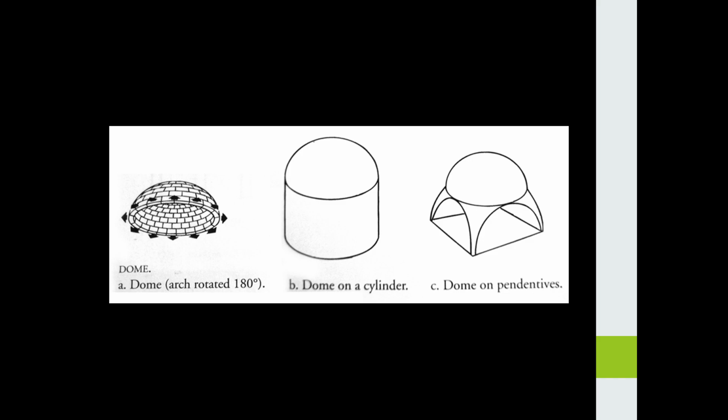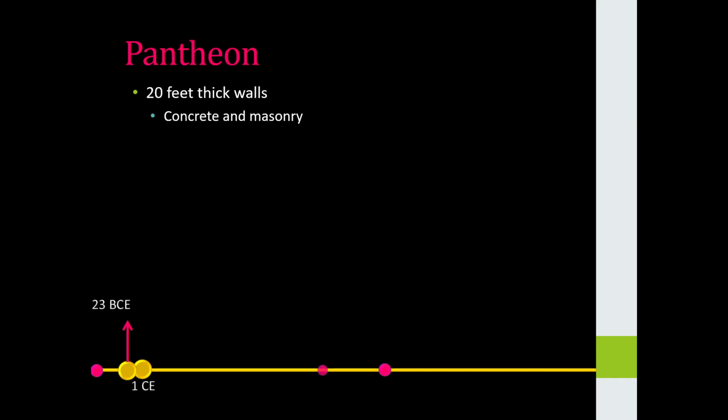As I mentioned before, another invention was the dome, and that just came from that same concept of the arch, right? The dome. And the largest open space in Europe for many hundreds of years was the Pantheon. The Pantheon is an amazing building in the middle of Rome. This building has 20 feet thick walls, and most of it's created with concrete and masonry.